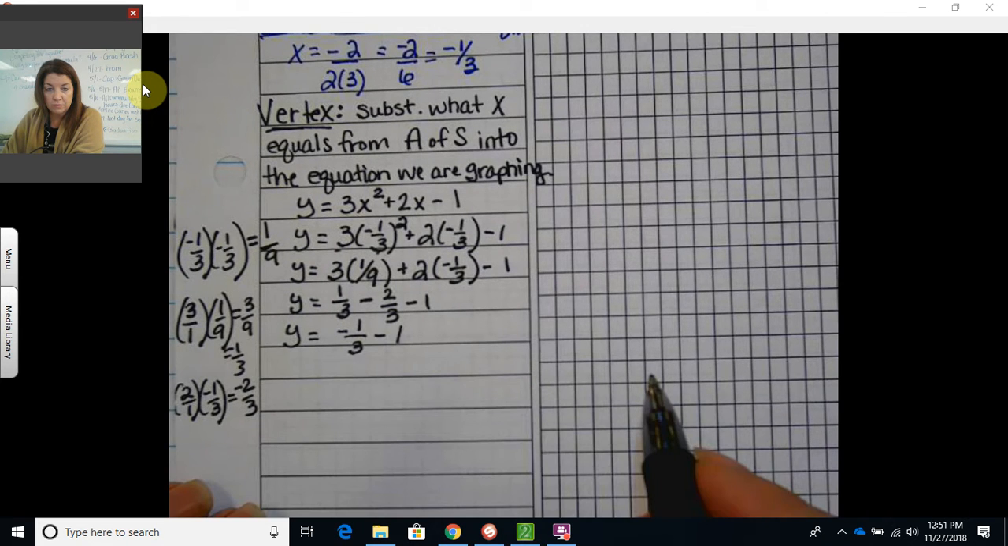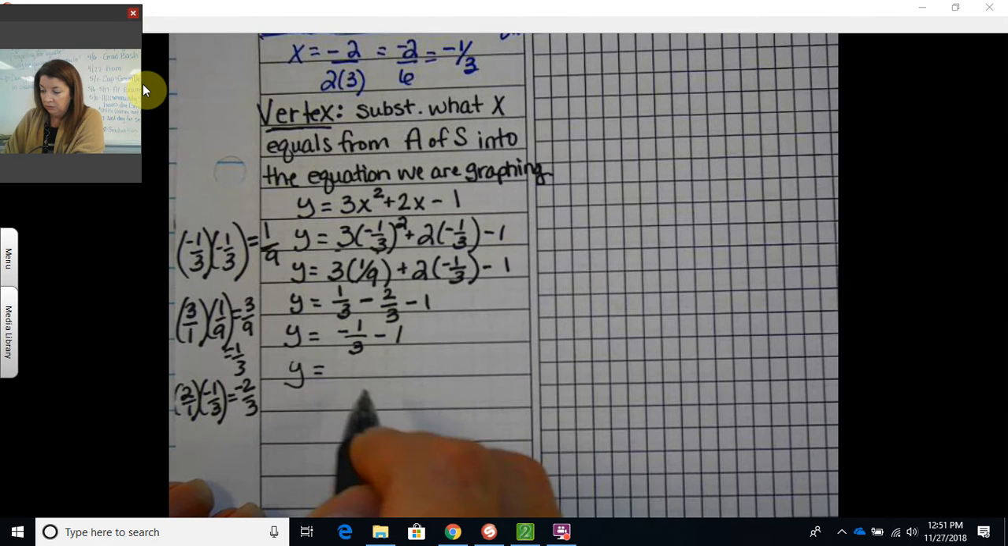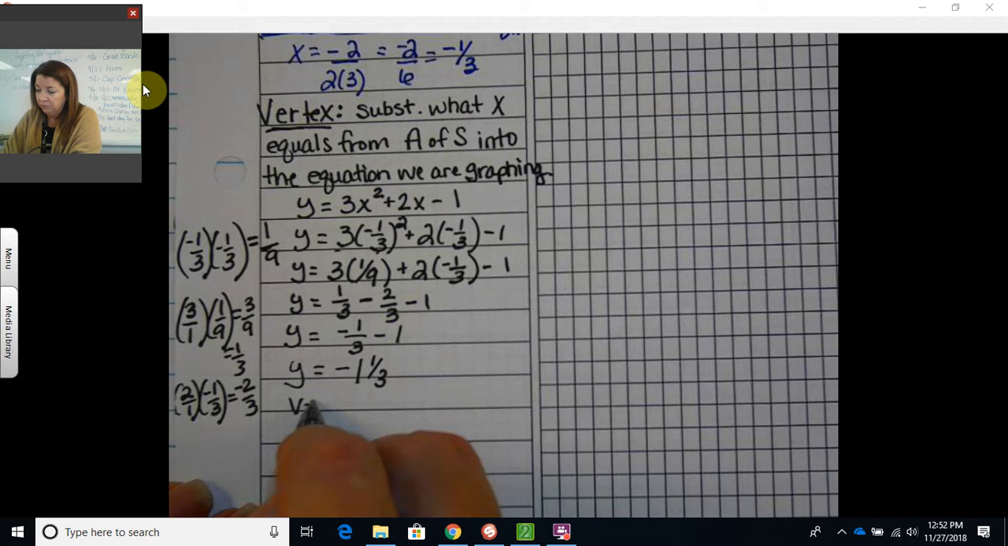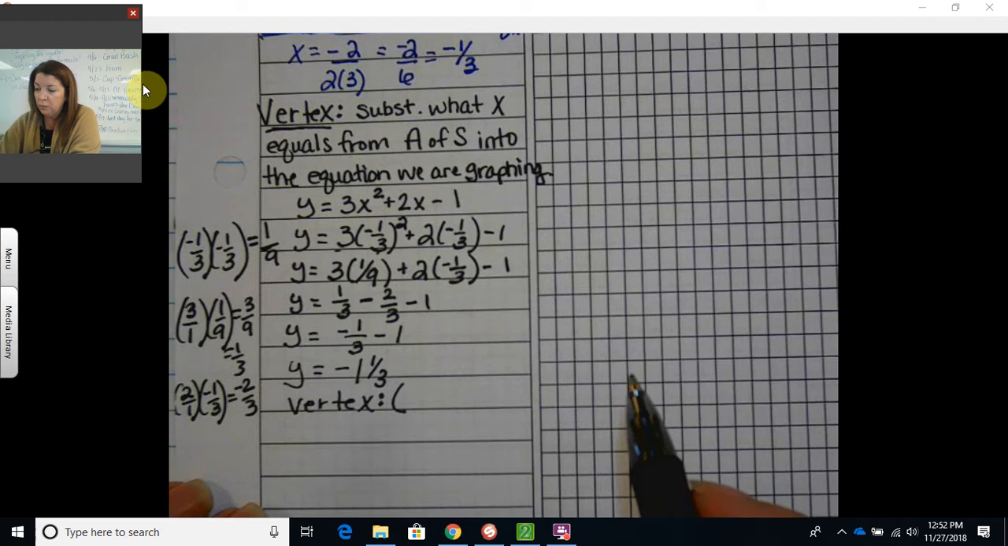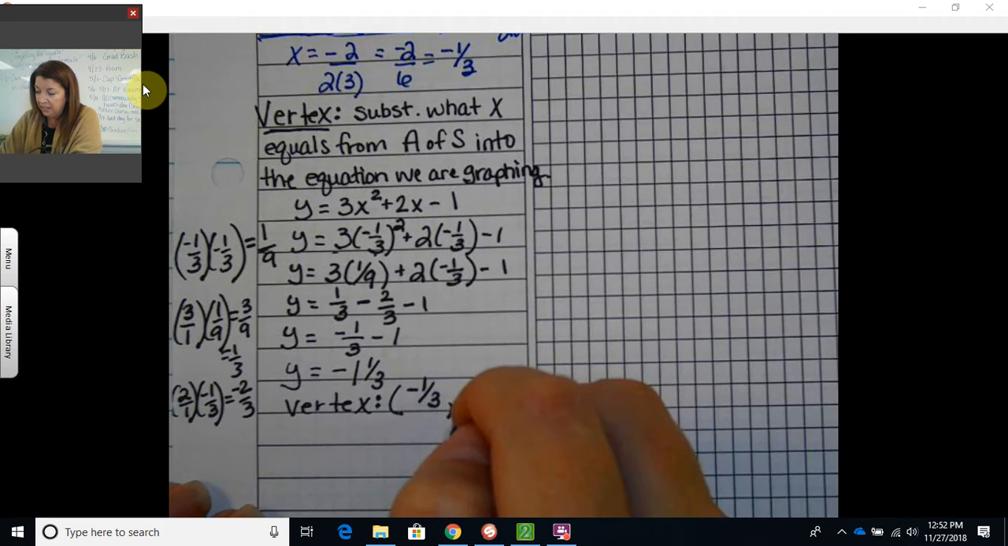So do y'all know what negative 1/3 minus 1 is without showing the math? Negative 1 and 1/3, or yes, negative 4/3. I could use that as well. Since this is part of my vertex, it's an ordered pair, I would probably leave it as a mixed number. Okay, so now I know my vertex. My vertex has the same x as what we found in axis of symmetry. So the x is negative 1/3, and we just found that the y value of the vertex is negative 1 and 1/3.